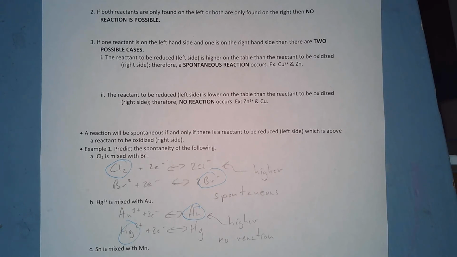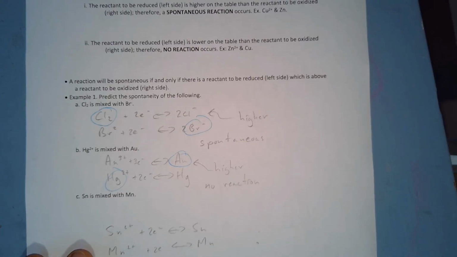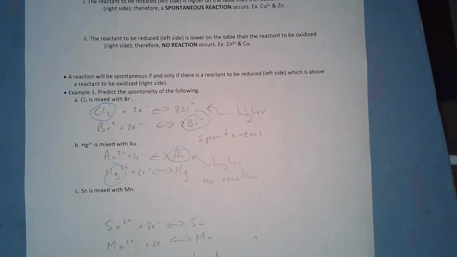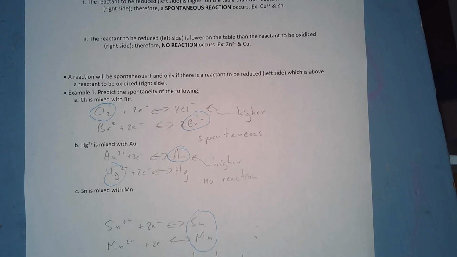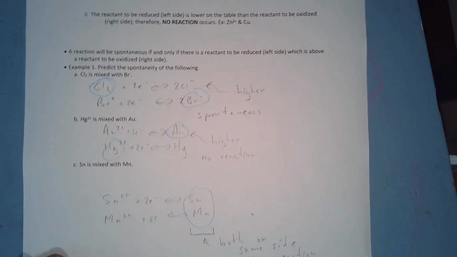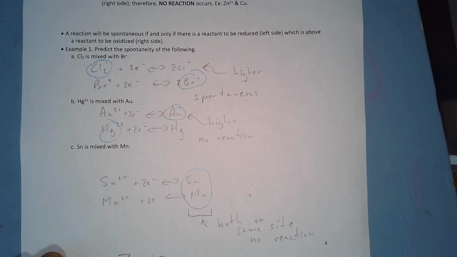And the last one here, you've got tin and manganese. Again, I copied these from the table. The tin is the higher reaction. The manganese is the lower one. The problem here is you notice they're both on the same side. Because they're both on the same side, this is going to be a no reaction because you can't have two oxidations. They both need to be flipped around in order to react.